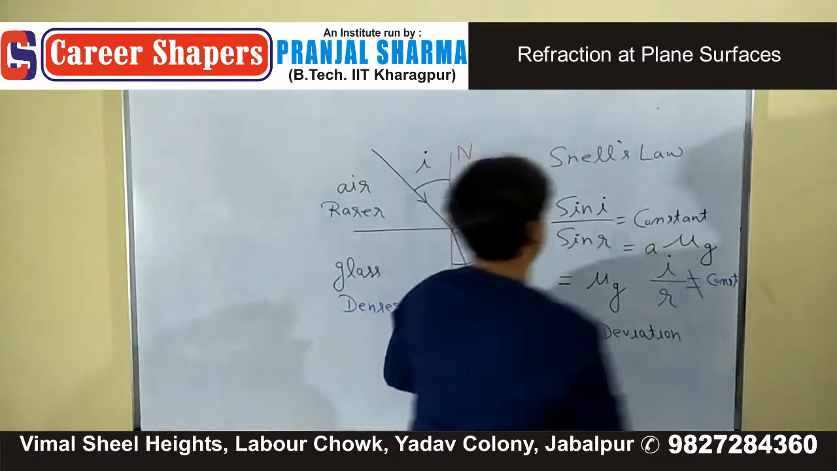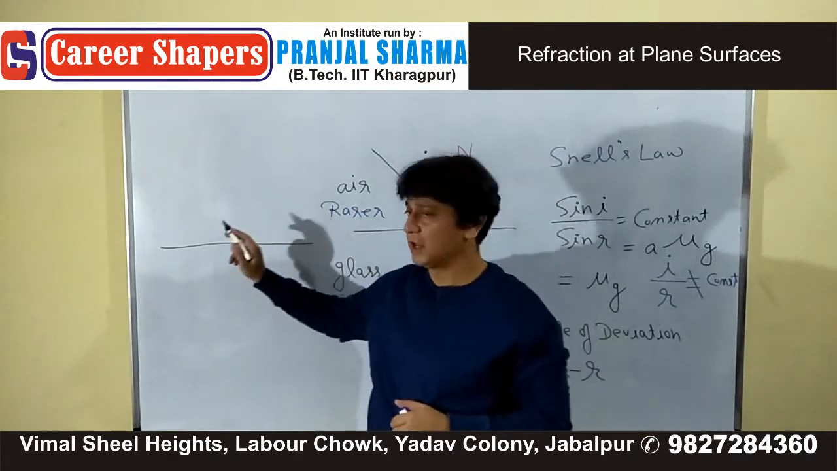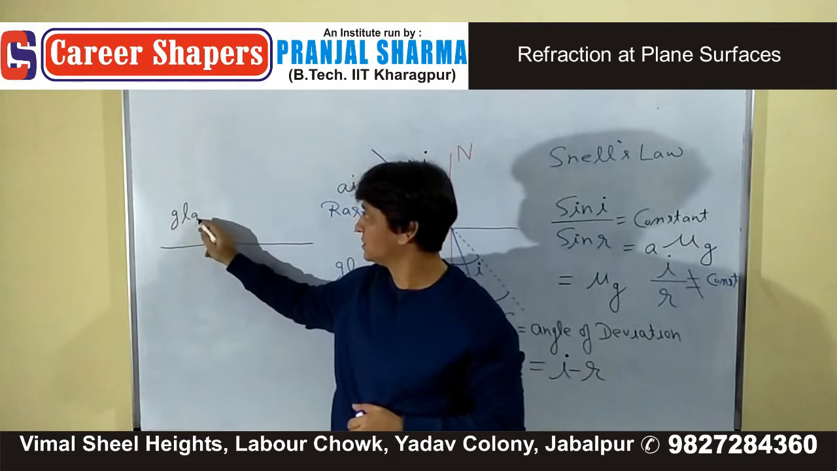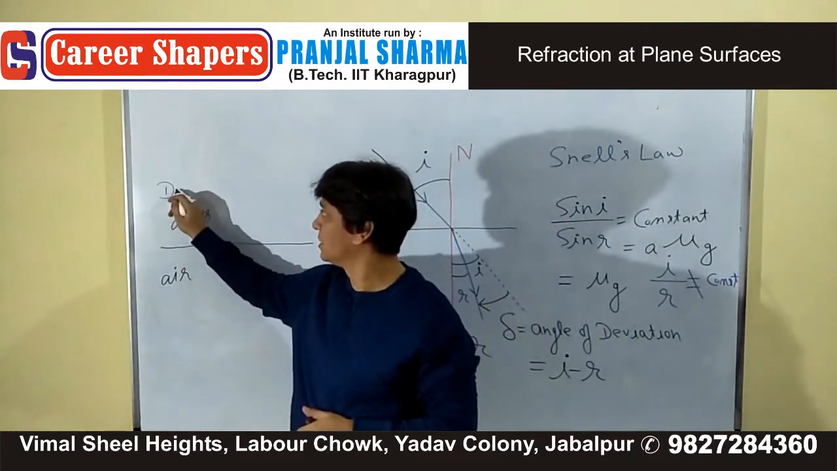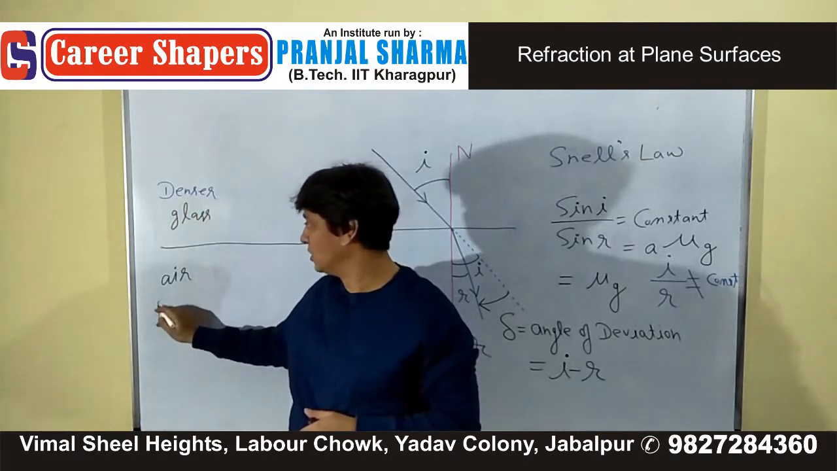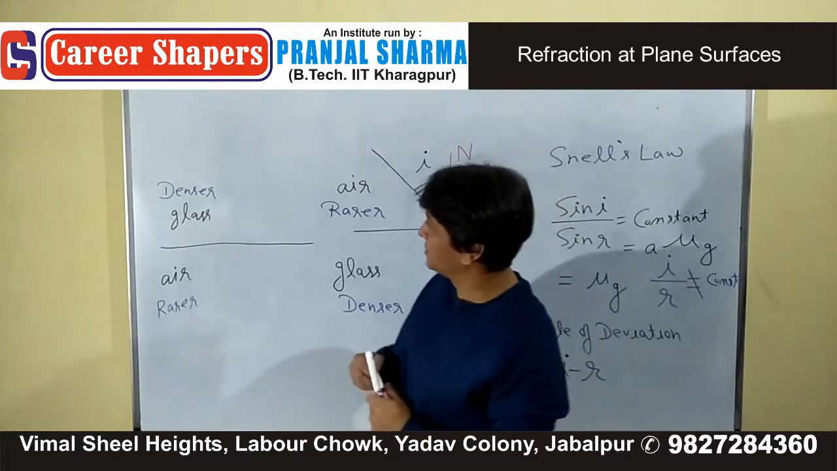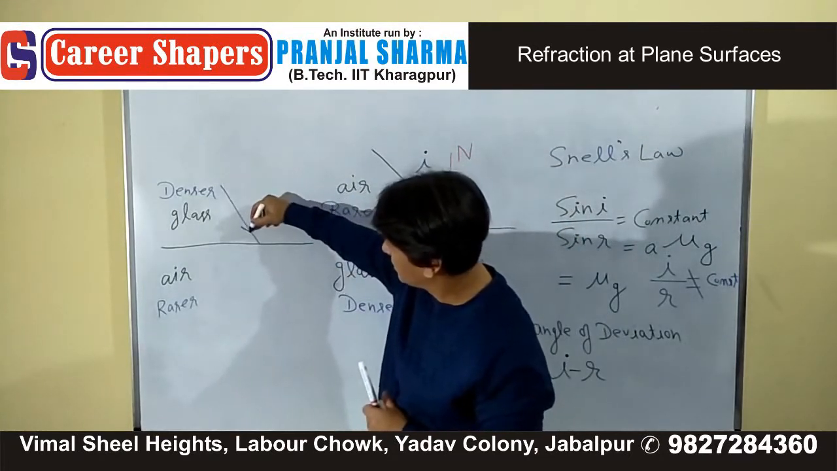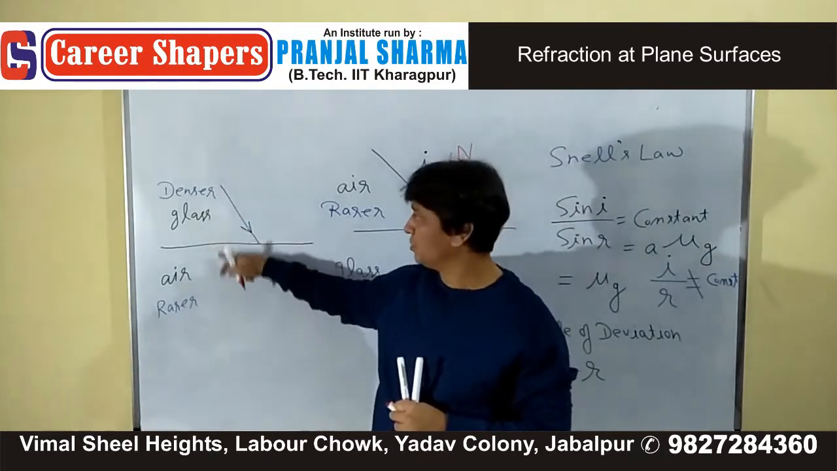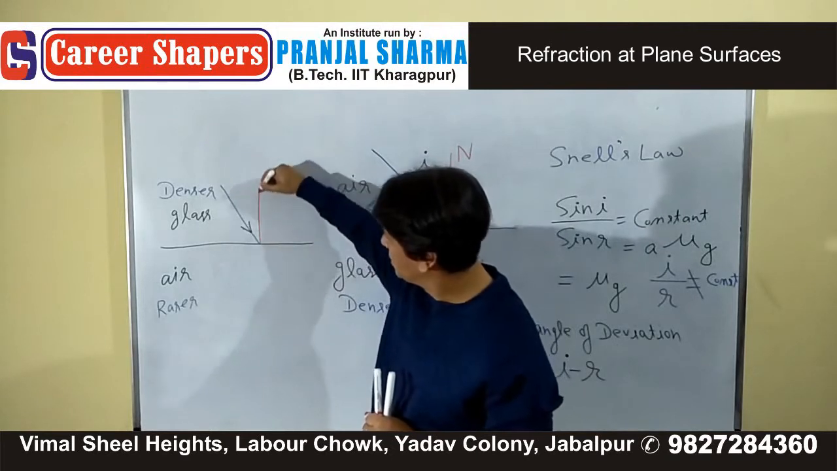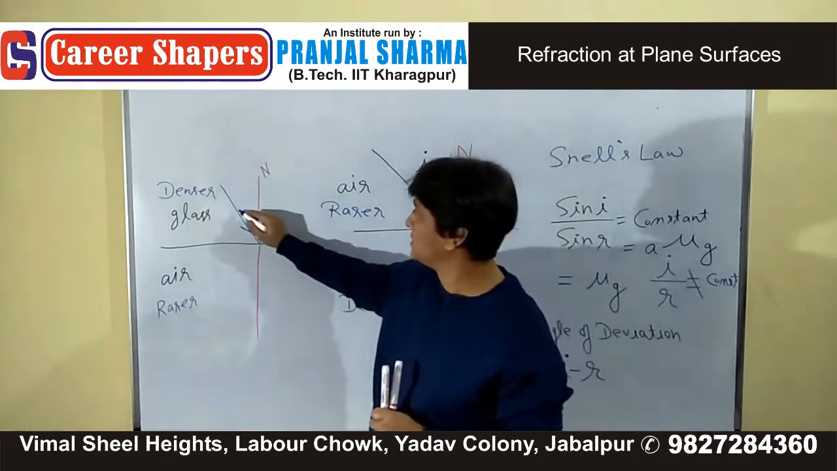Now, if something like this happens, if you say that light is moving from glass into air, what is happening this time around? You're moving from denser medium into a rarer medium. When you move from denser into rarer, that's your incident ray. This is the incident ray. The point where it meets with the common interface of these two media, you will draw a normal. And then this is your angle of incidence I.